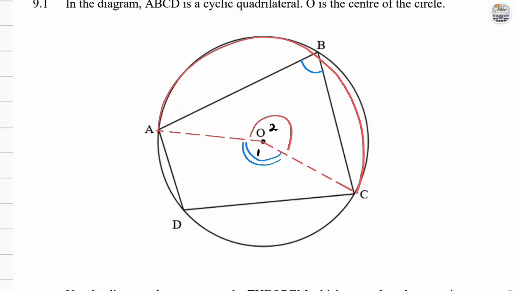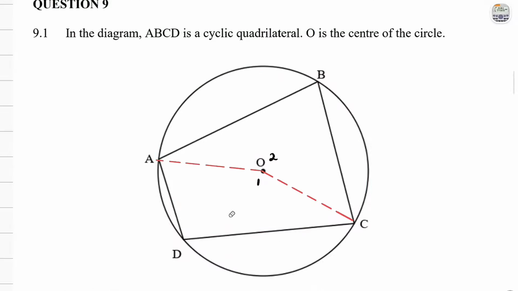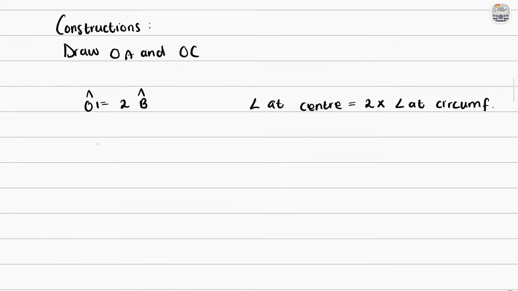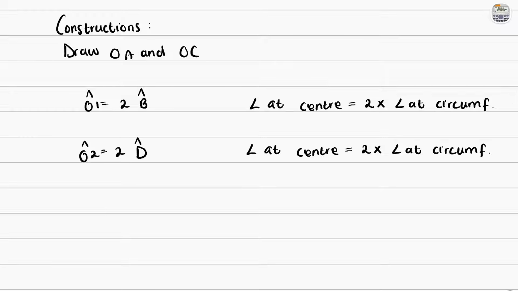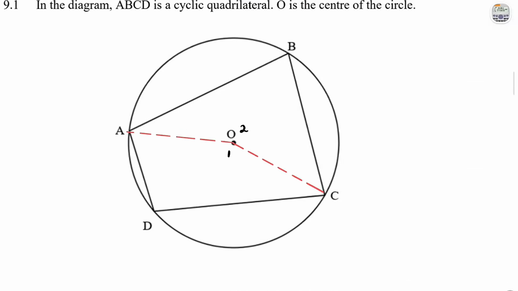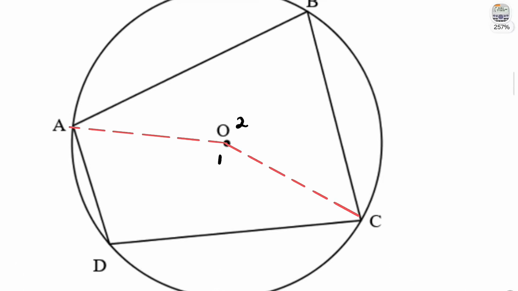So this would be the major arc, the bigger one. This arc is supporting angle O2 at the center, but it's also supporting angle D at the circumference. So it means that angle O2 is twice the size of angle D. Let's just put that down. We don't really need those markings. So we can tell them that angle O2 is twice the size of angle D, and it's for the same reason.